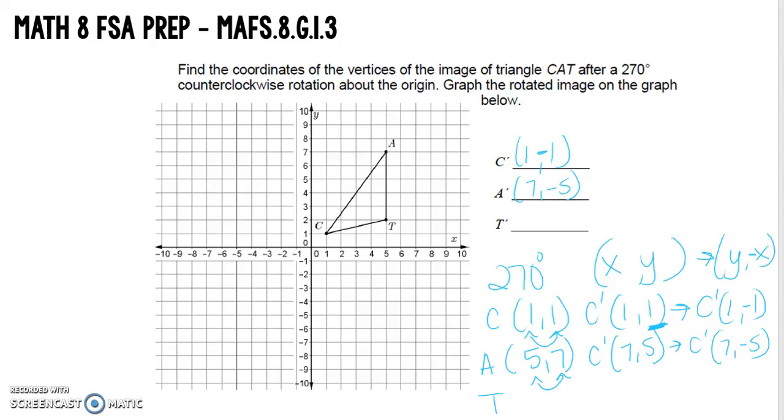So the coordinate T is at 5, 2. So T prime will switch their places, and then the 5 becomes negative. So if we were to graph this, C prime is at 1, -1. A prime, oops, these should all be A's. A prime is at 7, -5. And T prime is at 2, -5. So here is my rotated triangle. There you go.